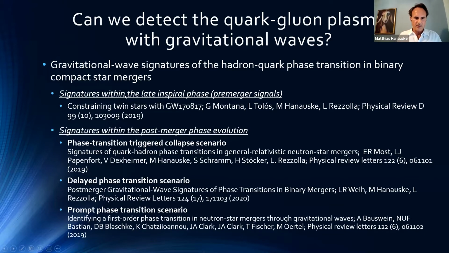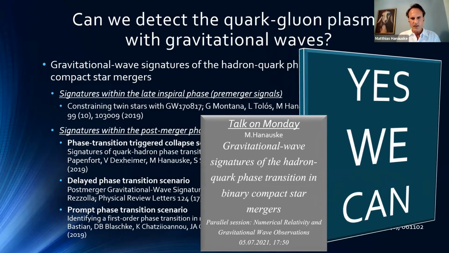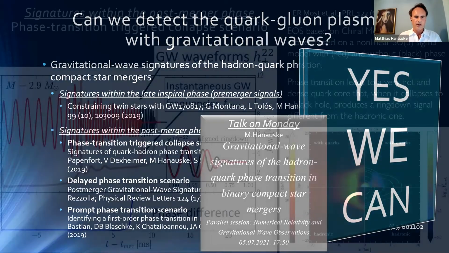One can look at gravitational wave signatures of a phase transition within the late inspiral phase, but I will focus here on the post-merger phase, and there are in principle three kinds of phase transition signatures. I will first focus on the so-called phase transition triggered collapse. But the main question is, can we detect the quark-gluon plasma with gravitational waves in the near future? And I think yes, we can. With a little bit of luck there are possibilities, but for sure with the next generation gravitational wave telescopes.